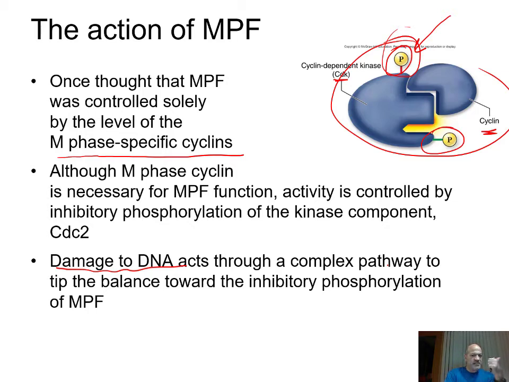Okay, so it's not just the cyclin, not just having the cyclin-dependent kinase, but it also depends on whether the conditions are right. So here we have a mechanism. If the conditions are right, we're going to phosphorylate in the green location. If the conditions are not right, things went bad, we're going to phosphorylate and stop the process.